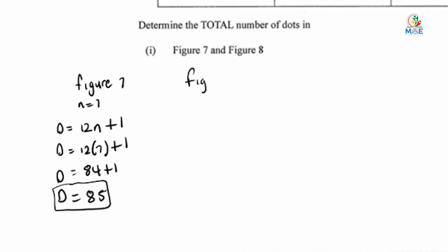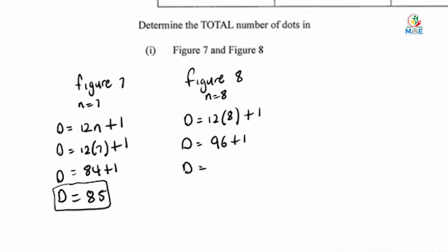And for figure 8, n would be equal to 8. So d, the number of dots, will be 12 times, instead of n, we'll have 8, plus 1. So the number of dots will be 12 times 8 is 96, plus 1, which is 97.